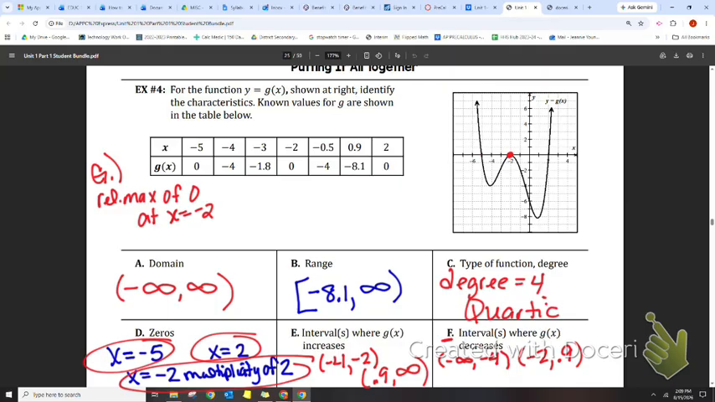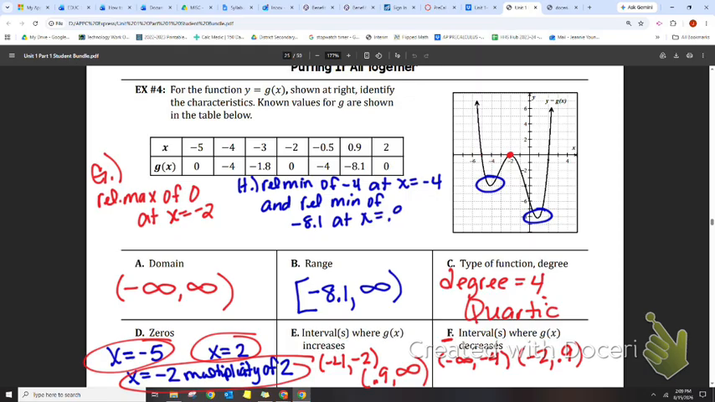H wants relative minimum. So relative minimums are going to be our valleys. And so I can see I have a valley right here and right there. So I have a relative minimum of negative 4 at x equals negative 4, and a relative minimum of negative 8.1 at x equals 0.9. Remember, this point right there is right there in our table.